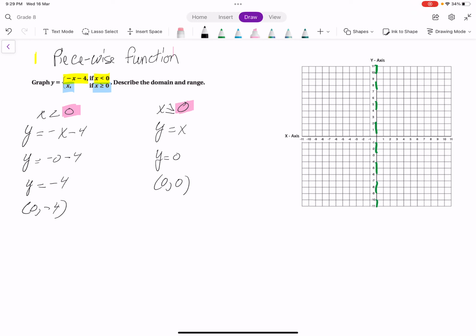But we need to think about this. All right, this is where the things that we learned in the past come back. This one includes 0. Well, how do we show in an inequality that we include it? With a solid circle.